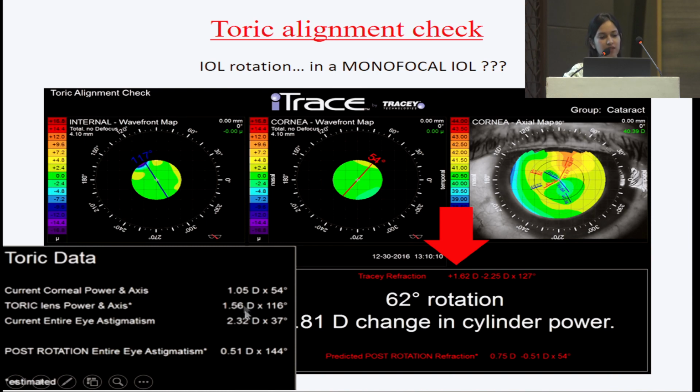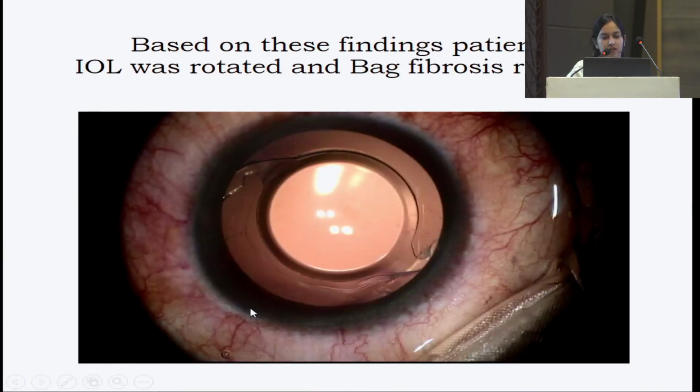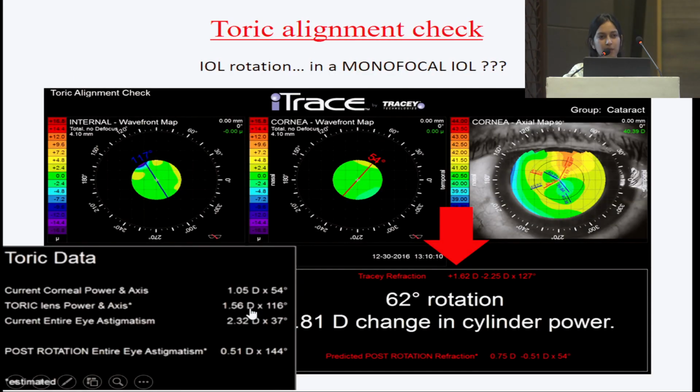So why was this giving a toric alignment here at 1.5 diopter? So when we checked on the slit lamp again, we realized that the toric correction is coming due to the capsular bag fibrosis. And all these findings just help you be more confident about how you want to plan this. Capsular fibrosis was assessed on iTrace.